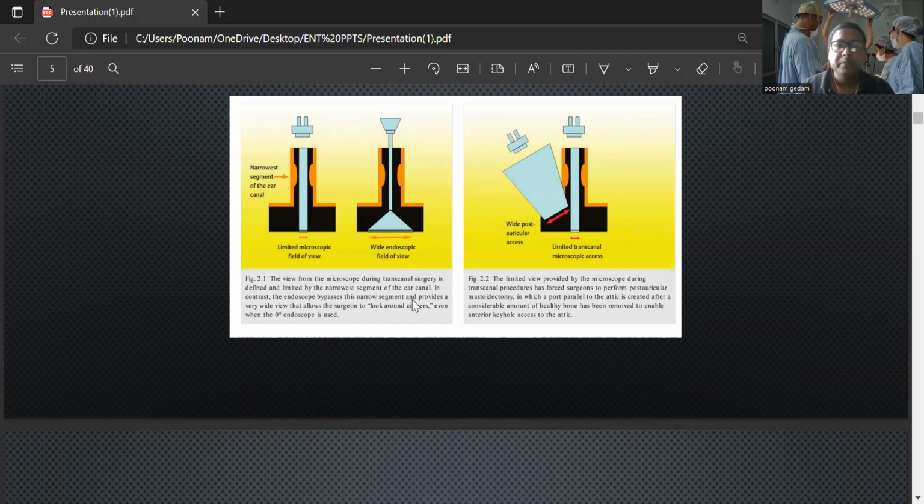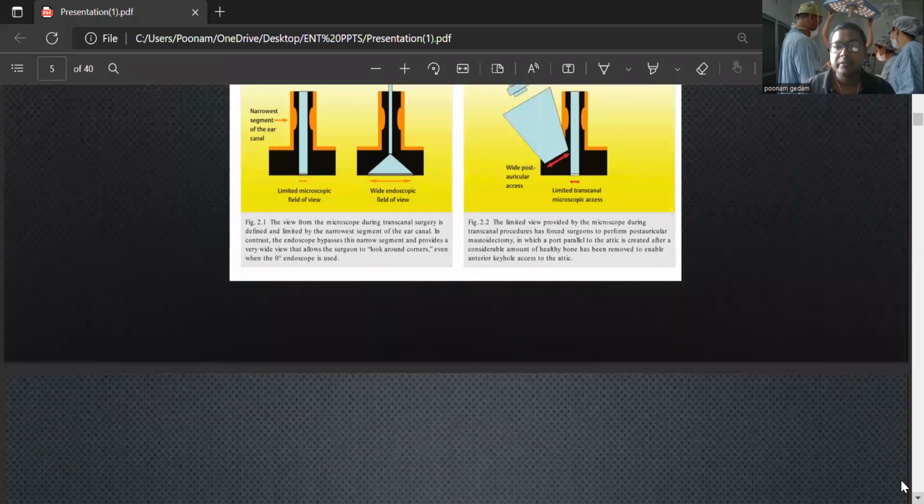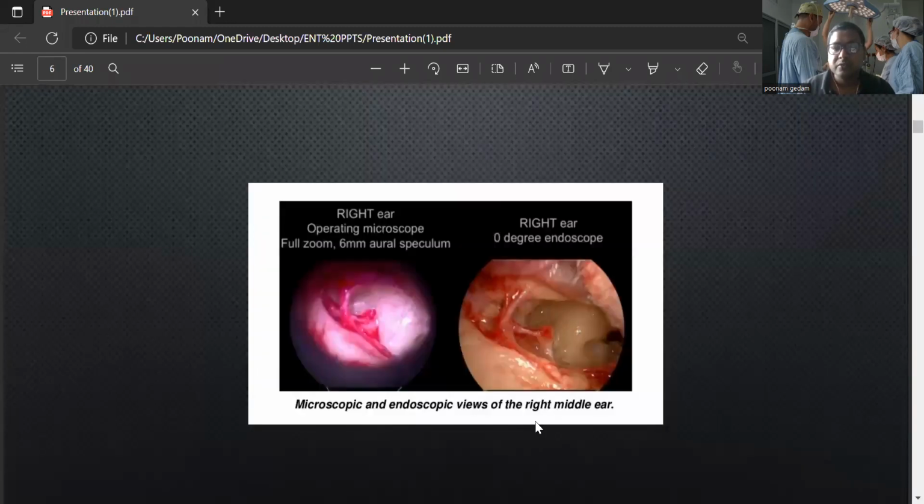The view from the microscope during transcanal surgery is defined as limited by the narrow segment of the ear canal. In contrast, the endoscope bypasses the narrow segment and provides a wider view that allows the surgeon to look around even when a 0-degree endoscope is used. This is very important. The limited view provided by the microscope during transcanal procedures has forced the surgeon to perform post-auricular mastoidectomy, in which a port parallel to the attic is created after a considerable amount of healthy bone has been removed to enable anterior keyhole surgery access to the attic.